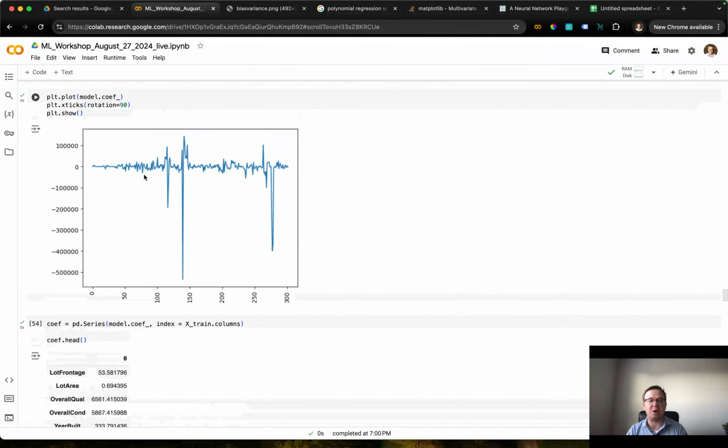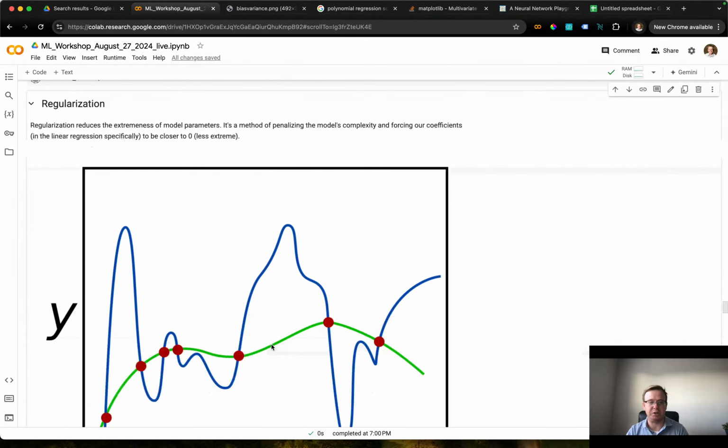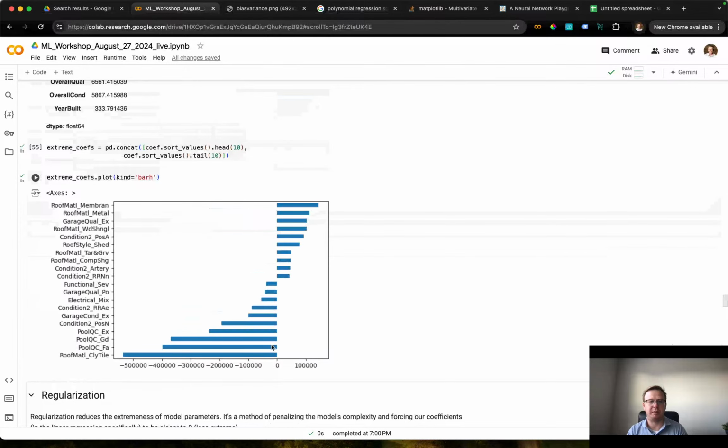So let's see. I'm going to make another graph here. I'm putting all of these coefficients into a data frame so that I can plot them in a bar chart. So we're going to look at the 10 biggest and the 10 smallest, or 10 most extreme in both the positive and negative direction coefficients here in this bar graph. If the roof has a material that is made out of clay or tile, that home's sale price goes down by 550,000, 540,000. If it has a pool quality of fair, then it drops by 400,000.